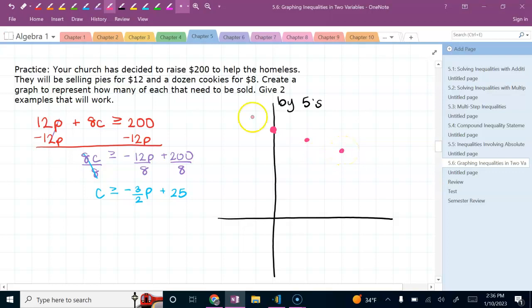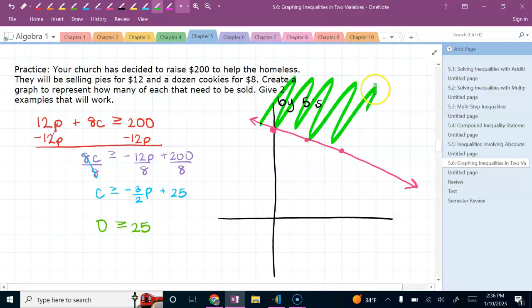So, solid line, because I have an equal sign with my inequality. And then we needed to test a point, like 0, 0. If I do that, I have 0 is greater than or equal to 25, which is false. So I don't want to include 0, 0, which means I want to shade over here.